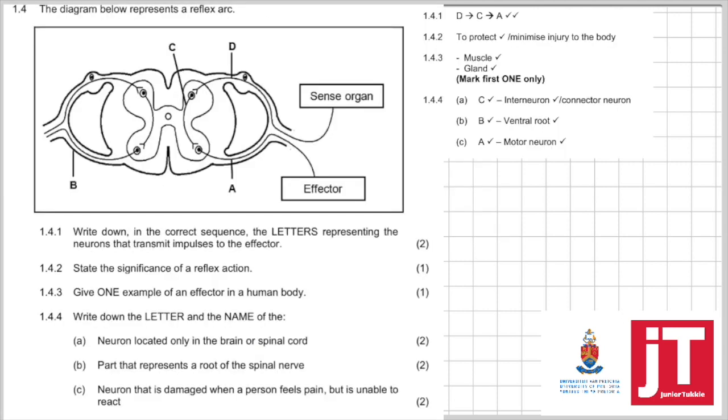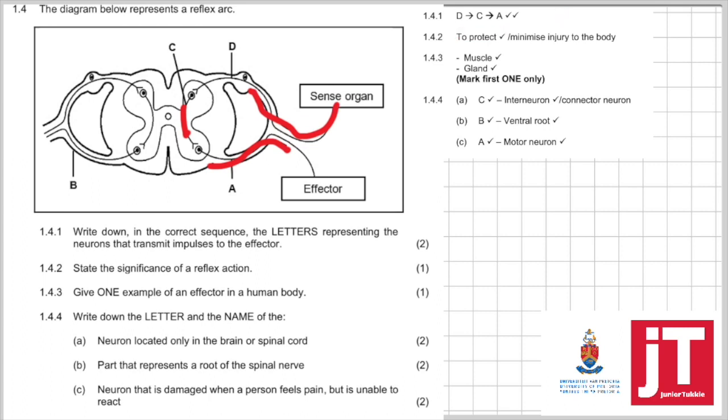Right. 1.4. The diagram below represents a reflex arc. 1.4.1. Write down in the correct sequence the letters representing the neurons that transmit impulses to the effector. So it will be from D, C, and then A. So that is the order of the letters in the correct sequence. D, C, A, and that's how you write it with arrows.